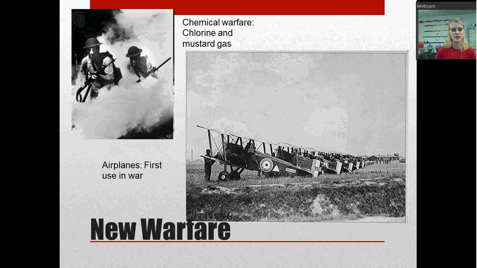At the top is a picture of some of the chlorine and mustard gas I was telling you about. And then at the bottom, you've got the airplanes. This is the first time airplanes are used in a war. These are called biplanes. You may have heard of the Red Baron, who was a famous German pilot in planes. And so it was kind of like a legend that came out from this war.